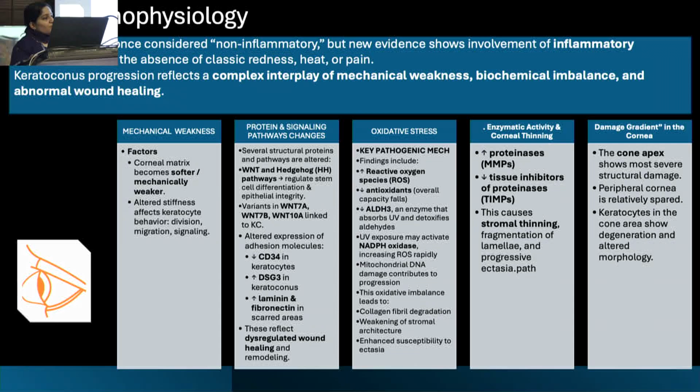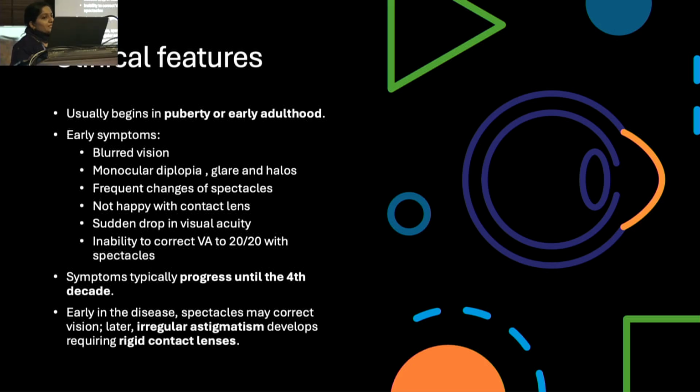Other than that, oxidative stress also plays a role, with an increase in reactive oxygen species and reduced ALDH3 enzymes. Most importantly, the enzymatic activity shows an increase in proteinases and reduced tissue inhibitors of proteinases, which all cause stromal thinning. In the damage gradient, the corneal apex is more prone to stromal thinning than the periphery of the cornea.